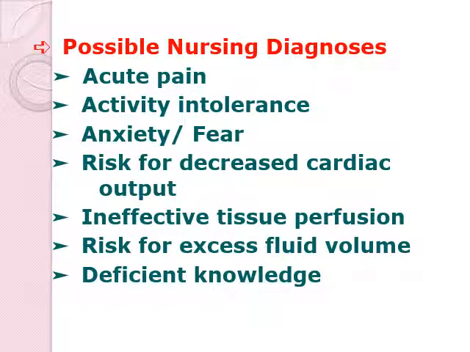Possible nursing diagnosis for this patient: acute pain, activity intolerance, then you have anxiety and fear, risk for decreased cardiac output, ineffective tissue perfusion, risk for excess fluid volume, and then deficient knowledge. Acute pain there is caused by hypoxia. Activity intolerance is caused usually by decreased oxygen demand. Anxiety and fear is usually related to pain.